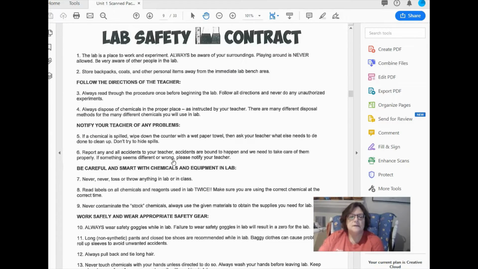Alright, lab safety. Again, here's something that you have been primed on since 6th grade, I'm quite sure, because in 6th grade you had access to labs. You should know the basic rule is no horseplay. Listen to what's going on. If you don't know what's going on, ask questions.